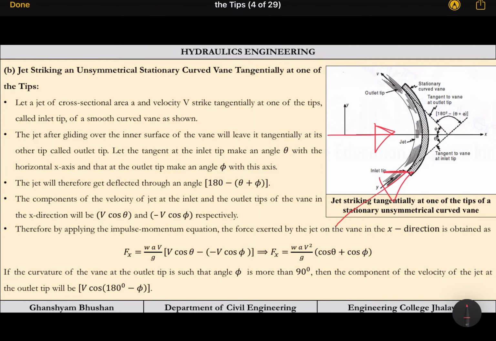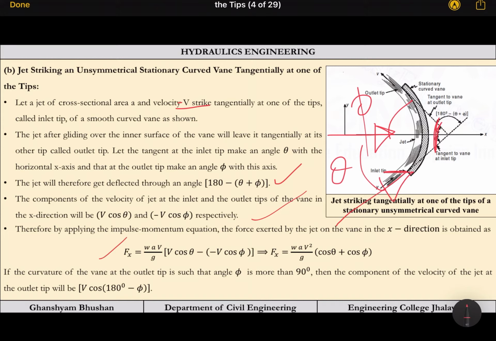So what is going to be different? This 2 theta will not remain the same. So let us say here it is phi and here it is theta. So the angle of deflection will become 180 minus theta minus phi. Okay, so this is your angle of deflection. When the velocity of the jet is capital V, we can take the components in both directions. So in the x direction, v cos theta and minus v cos phi respectively, because the plate is not symmetrical in this case.